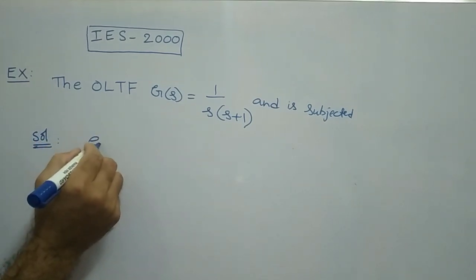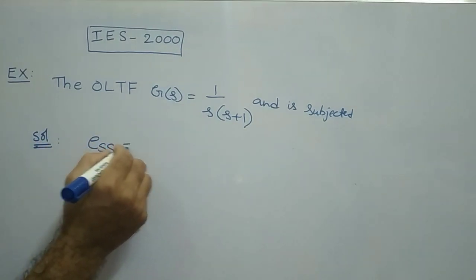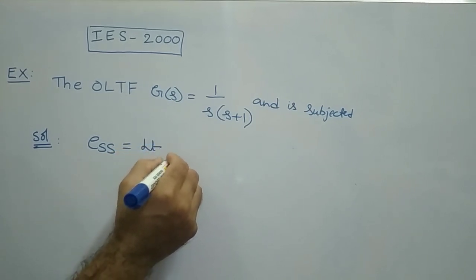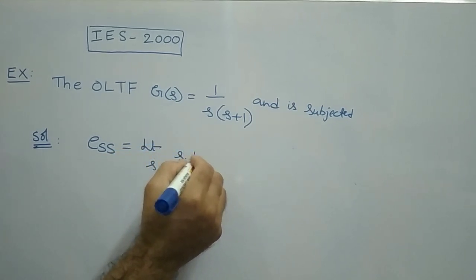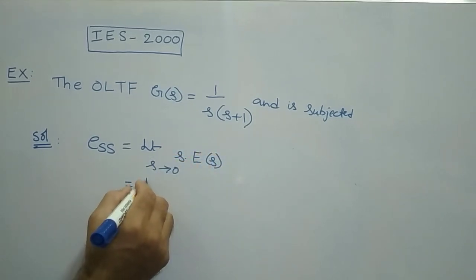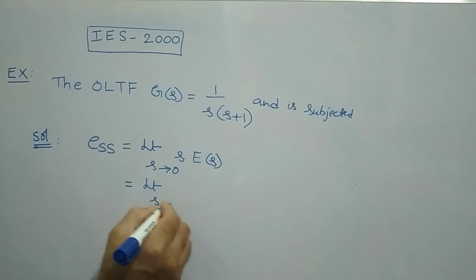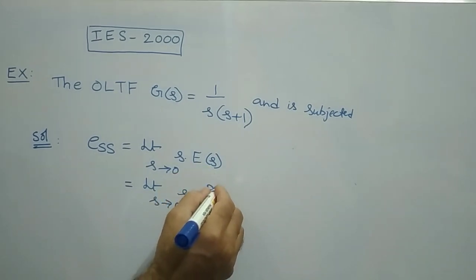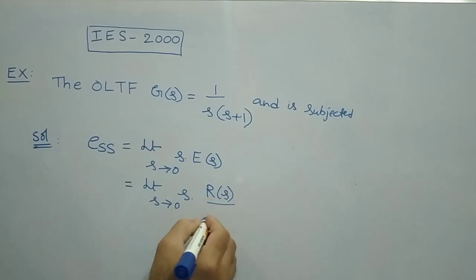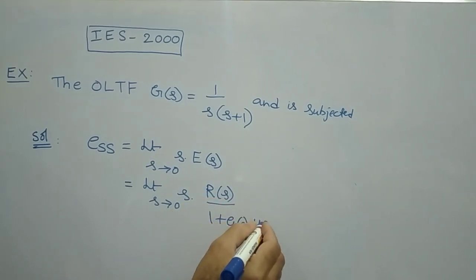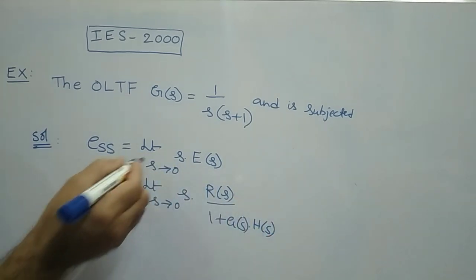What is ESS? We know that the steady state error ESS is equal to limit s tends to 0 of s into E of s. Clear? This is the definition we have seen in the last presentation. That is further, limit s tends to 0 of s into E of s is nothing but R of s by 1 plus G of s into H of s. Clear?